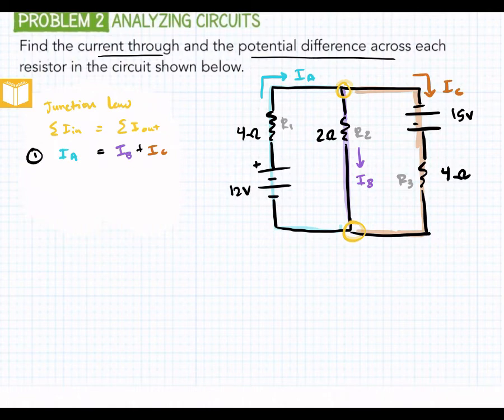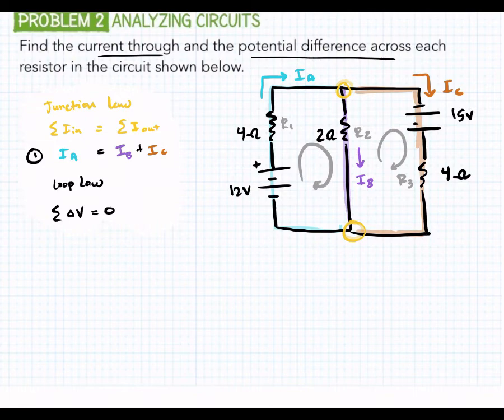All right, so we've exhausted what we can do with the junction law, but now we want to use the loop law. Loop law says when we sum up all the changes in voltage, we should get 0. We actually have 3 different loops we can go through. So I'm going to look at these. Here's loop 1. Here's loop 2, and then you can actually go all the way around the outside for loop 3.